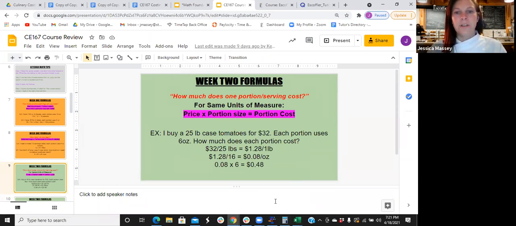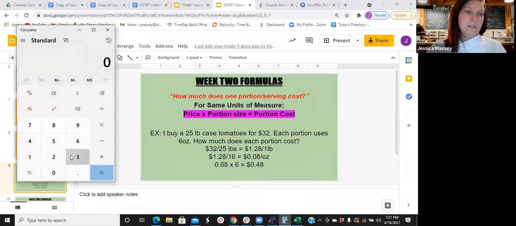So you have $32, which is how much you spent for 25 pounds. You divide that by 25. This gets us $1.28. That's our price per pound, essentially. Now you divide this by 16, because we have 16 ounces in a pound. And that gets us 8 cents. So essentially we spent 8 cents for 1 ounce of tomatoes.